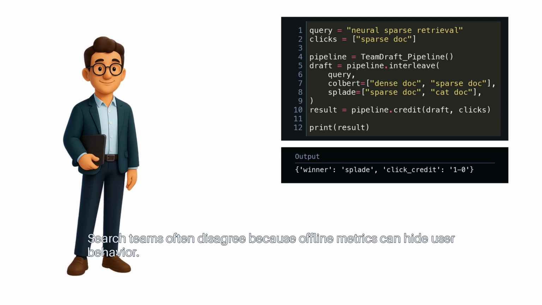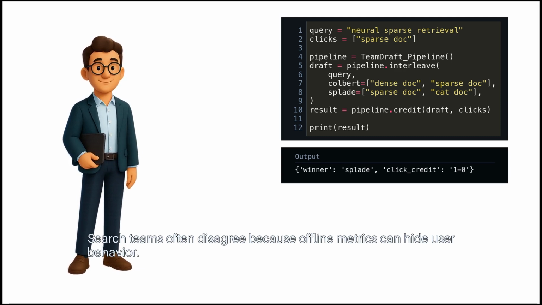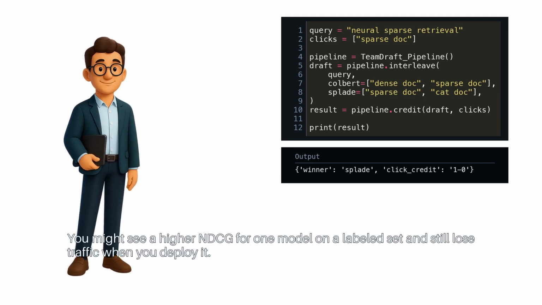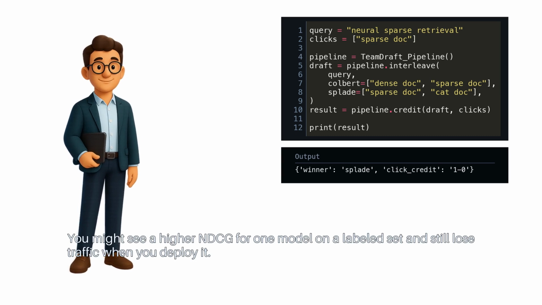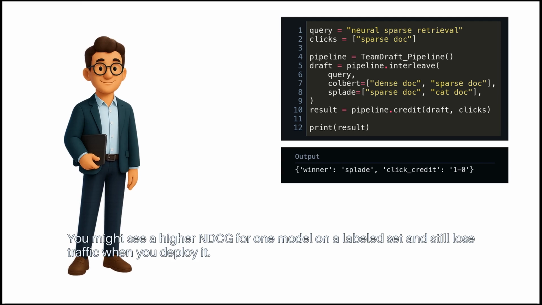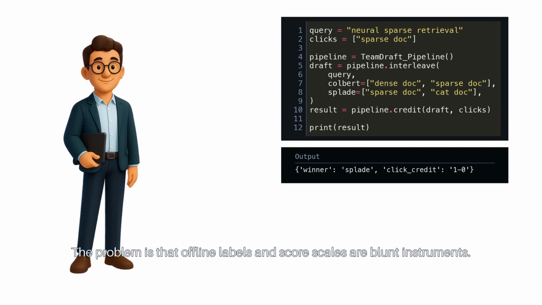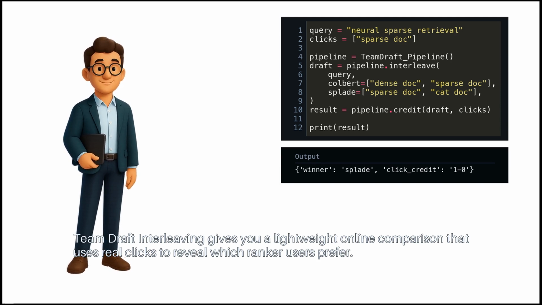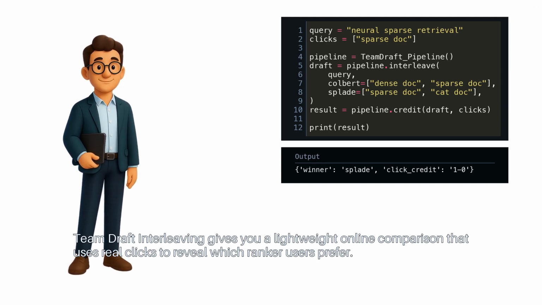Search teams often disagree because offline metrics can hide user behavior. You might see a higher NDCG for one model on a labeled set and still lose traffic when you deploy it. The problem is that offline labels and score scales are blunt instruments. Team Draft Interleaving gives you a lightweight online comparison that uses real clicks to reveal which ranker users prefer.